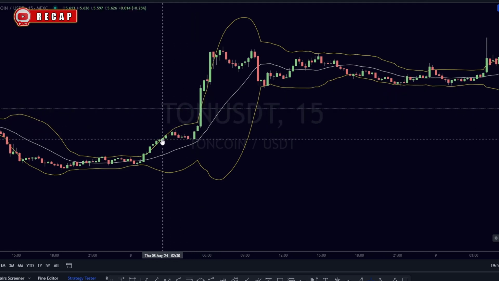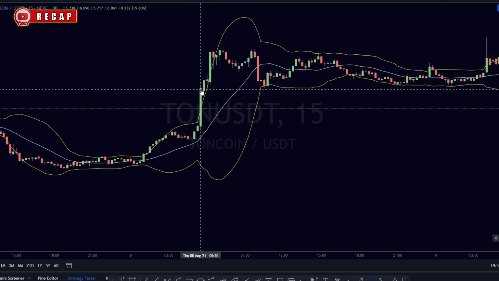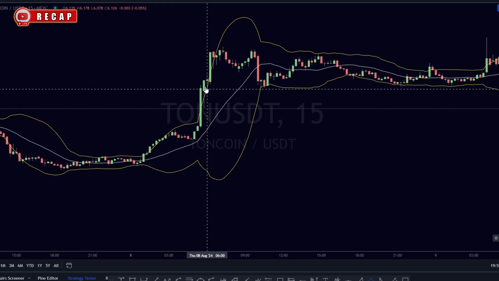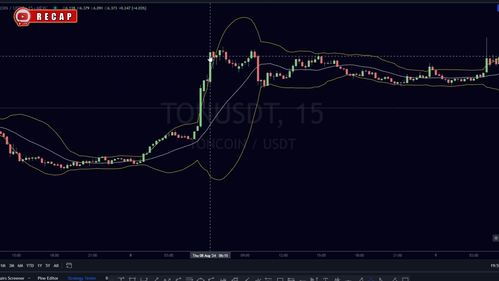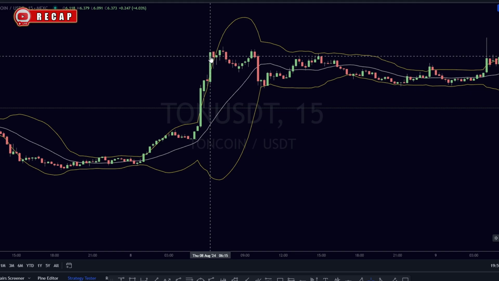For example, here, it went up and boom, took off. And what does this Bollinger Band do? The top one, it has to catch up to it. And why didn't it return here? Why didn't it return here? So this is a perfect example of that.